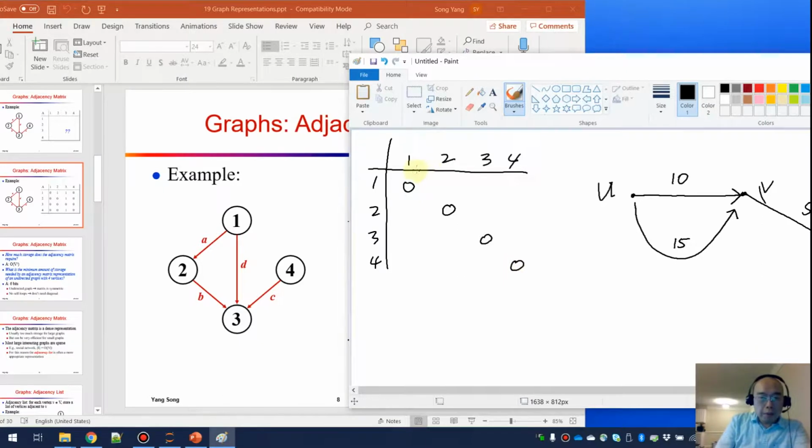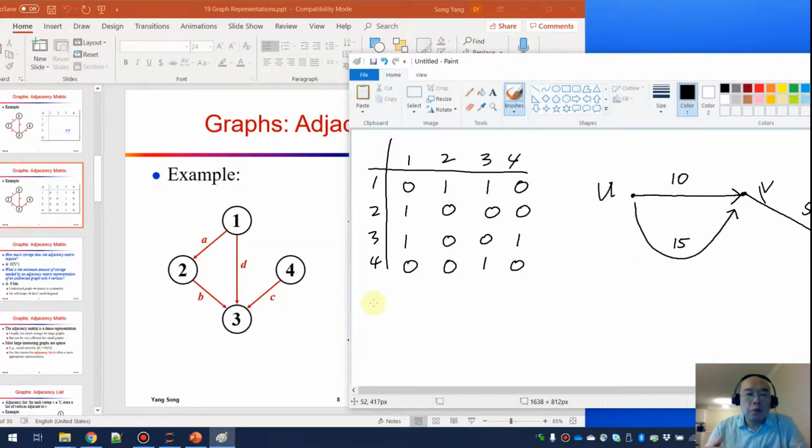Okay, and from 1 to 2, there is a 1. If we are considering this as an undirected graph, then from 2 to 1, that is also a 1. And the same thing from 1 to 3, that is a 1, and 3 to 1 is also a 1. And then from 4 to 3, there's a 1, and 3 to 4 is also a 1. And I'm going to fill in the remaining slots with zeros. So we are still using the same example, but we are assuming that it is an undirected graph.